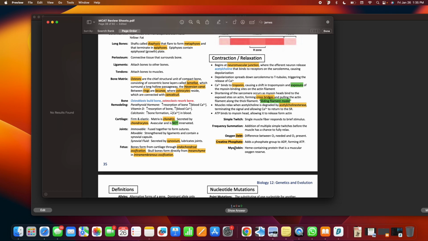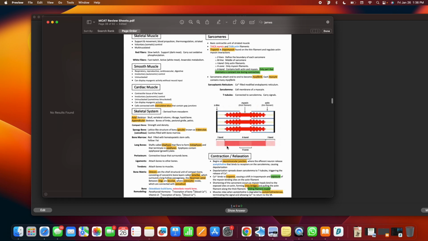we know it's not sigmoidal, it's hyperbolic, and it has only one subunit, which does not have the positive affinity of hemoglobin. It's a heme-containing protein that is a muscular oxygen reserve. So it reserves oxygen for our muscles. And it has heme, but it has only one subunit, right? So it does not show the positive binding characteristic.